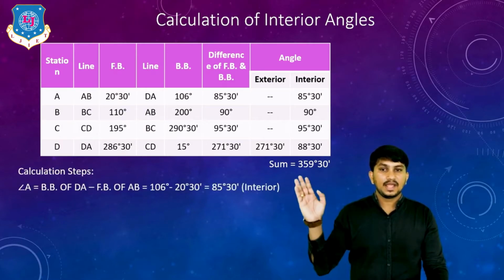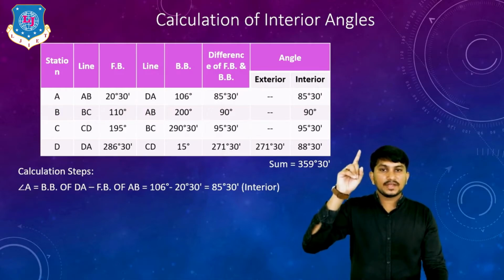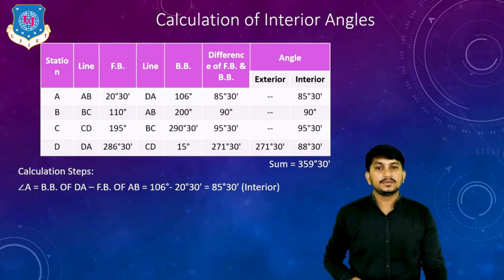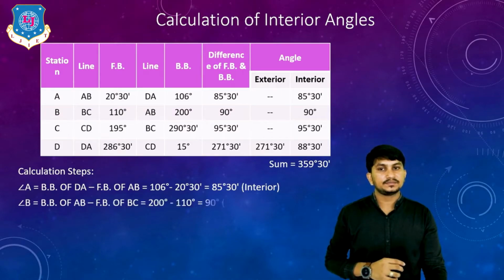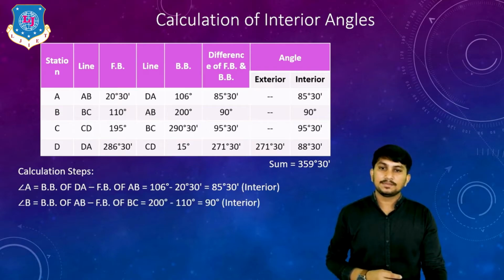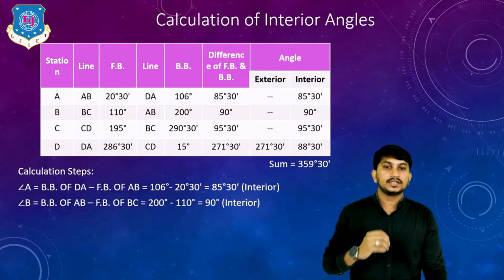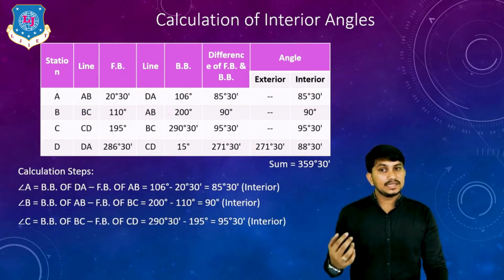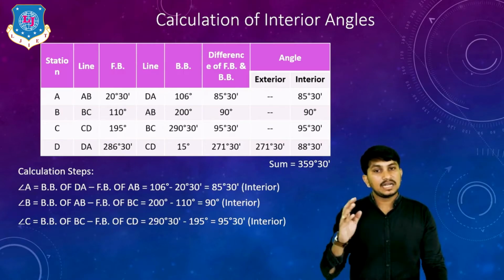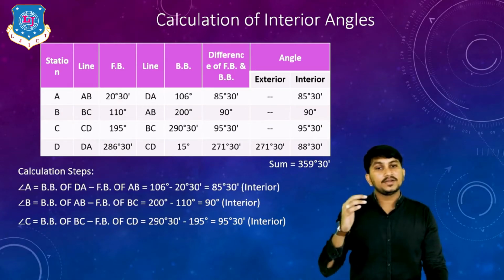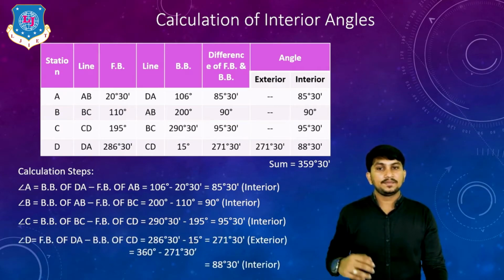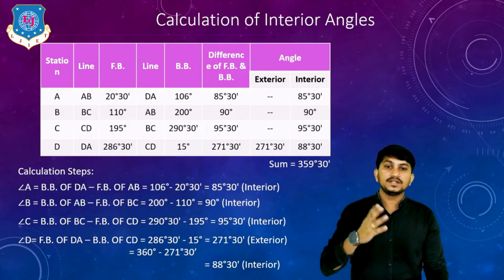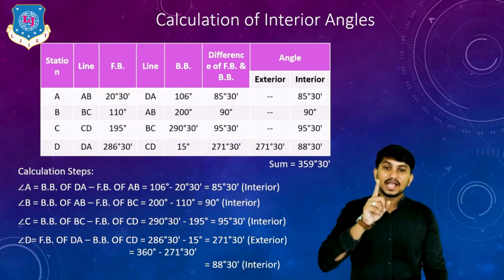These are the calculation steps. Angle A is found out by BB of DA minus FB of AB, 106 degree minus 20 degree 30 minutes, 85 degree 30 minutes, which is interior angle. Angle B is equal to BB of AB minus FB of BC, 200 degree minus 110 degree, 90 degree, which is interior. Angle C, BB of BC minus FB of CD, 290 degree 30 minutes minus 195 degree, 95 degree 30 minutes, which is interior. And angle D, FB of DA minus BB of CD, 286 degree 30 minutes minus 15 degree, 271 degree 30 minutes, which is exterior angle.